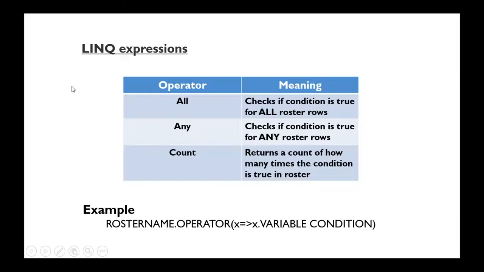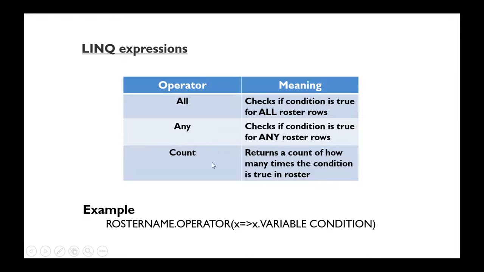The first thing we do when creating our LINQ expressions is we specify the roster name of the previous roster we want to search through. Then a dot, then the operator. The operators which are available to us are all, checking if the condition is true for all roster rows, any, checking if the condition is true for any roster rows, and count, returning a count of how many times the condition is true within the roster.